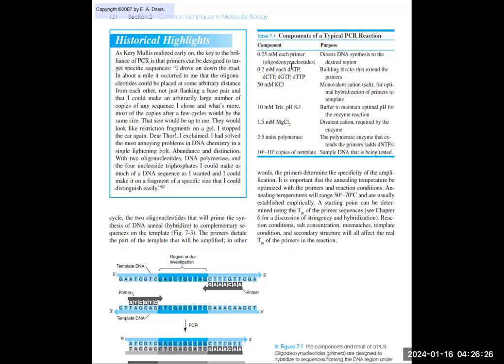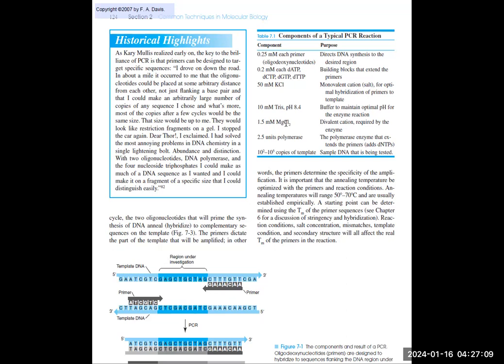And to stabilize, to obtain an optimal pH, and also so that we can have optimal annealing of our primers to the template, we need the presence of cations. So we need potassium chloride or magnesium chloride. The monovalent cation is for optimal hybridization of primers to the template, and the divalent cation is required by our polymerase. So the polymerase is also dependent on MgCl.